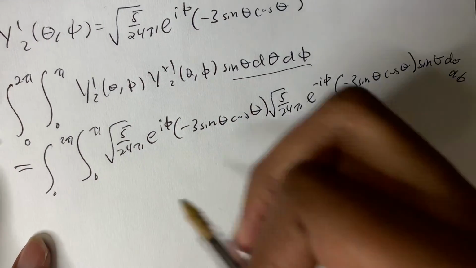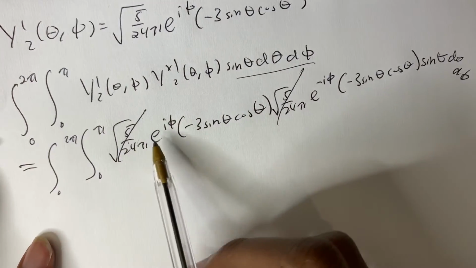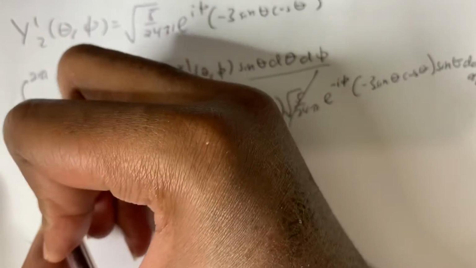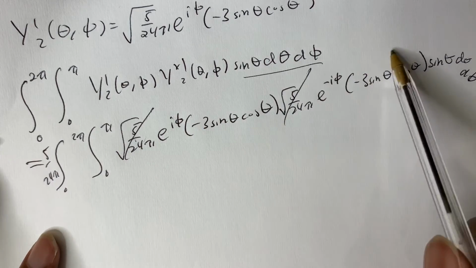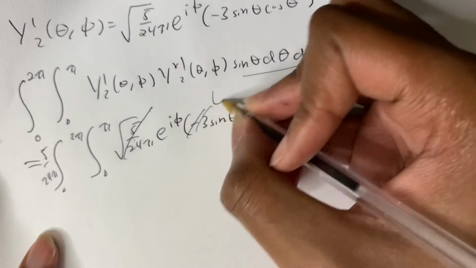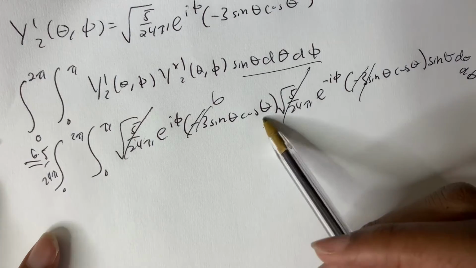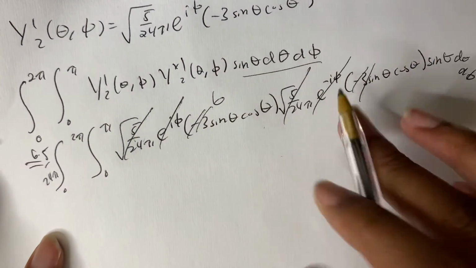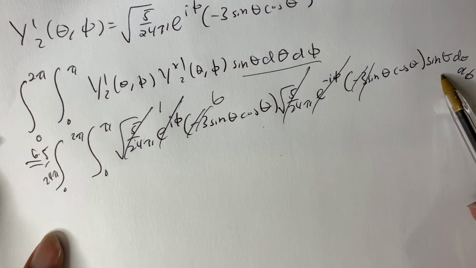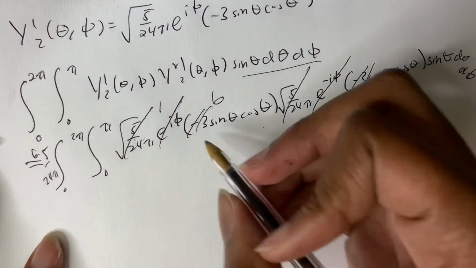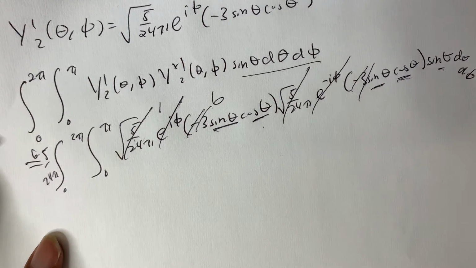So let's simplify this. These square roots are duplicated, so that's just 5 over 24 pi. We can move that to the front. And we also have a minus 3 times minus 3. The minuses cancel out, and this just gives us a 9. We can also move the 9 to the front. What's next? e to the i phi, e to the minus i phi, cancels to 1. And we are left with sine theta again, cosine theta again, and sine theta again.